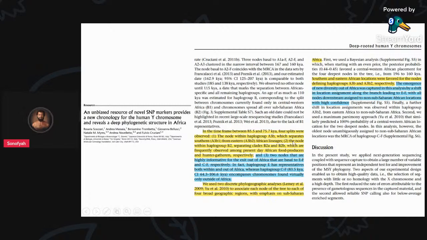First, we use a Bayesian analysis in which, when starting with an even prior, the posterior probability favored a central Western African placement for the four present deep nodes of the tree. It says southern and eastern African locations were favored for the nodes defining haplogroups A3B and A3B2. So keep that in mind. The emergence of new diversity out of Africa was captured in an analysis by a shift in location assignment along the branch leading to EF, with all nodes downstream assigned to non-Sub-Saharan African locations with high confidence. So again, haplogroup E would not be a quote-unquote Sub-Saharan African lineage. But again, haplogroups B and A would be, as it said.